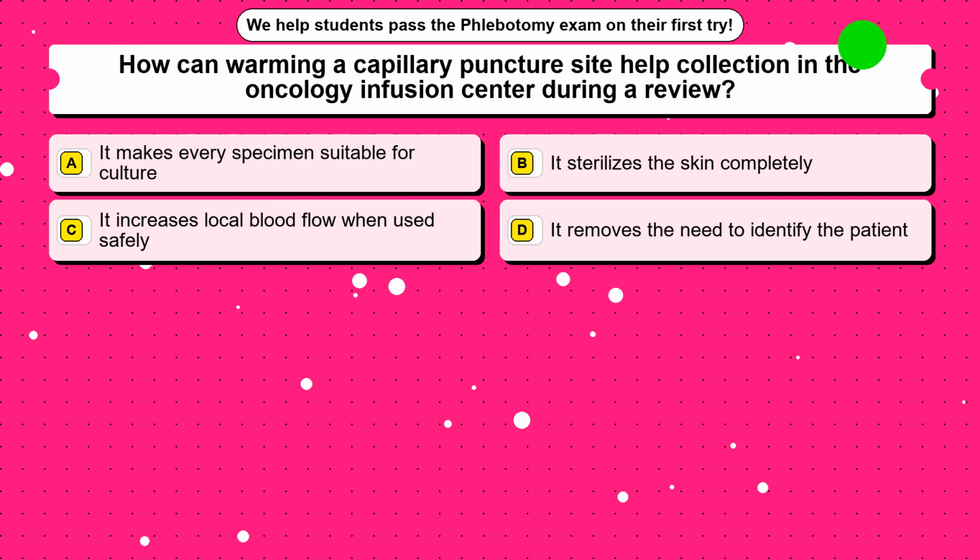Question 86. How can warming a capillary puncture site help collection in the Oncology Infusion Center during a review? Option A. It makes every specimen suitable for culture. Option B. It sterilizes the skin completely. Option C. It increases local blood flow when used safely. Option D. It removes the need to identify the patient.